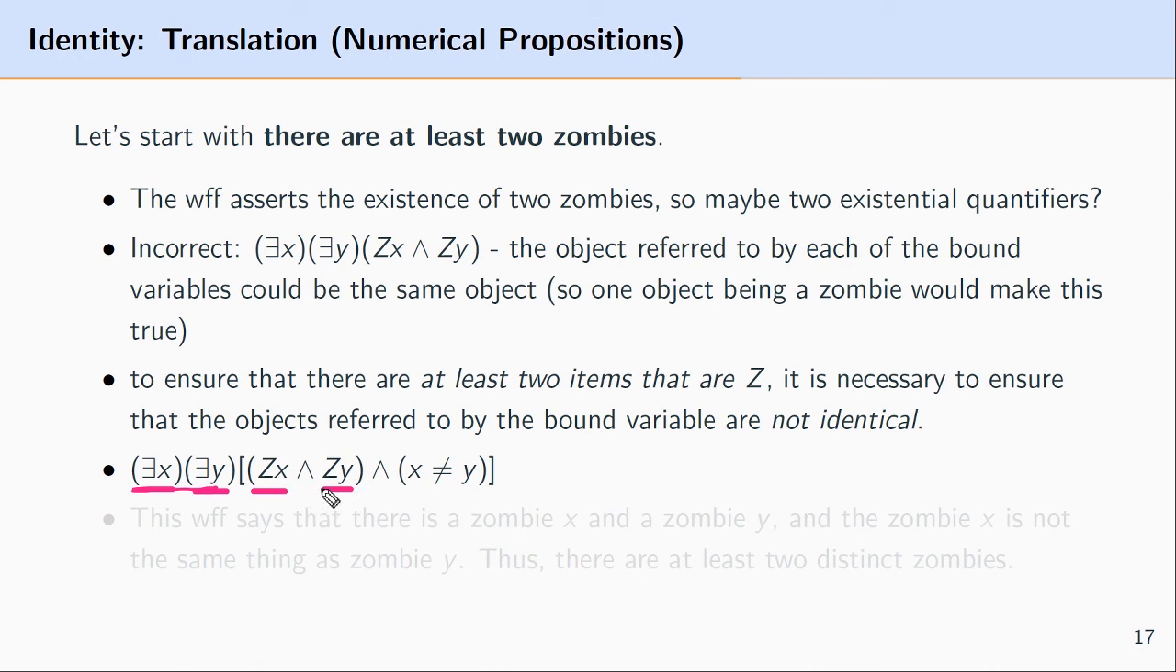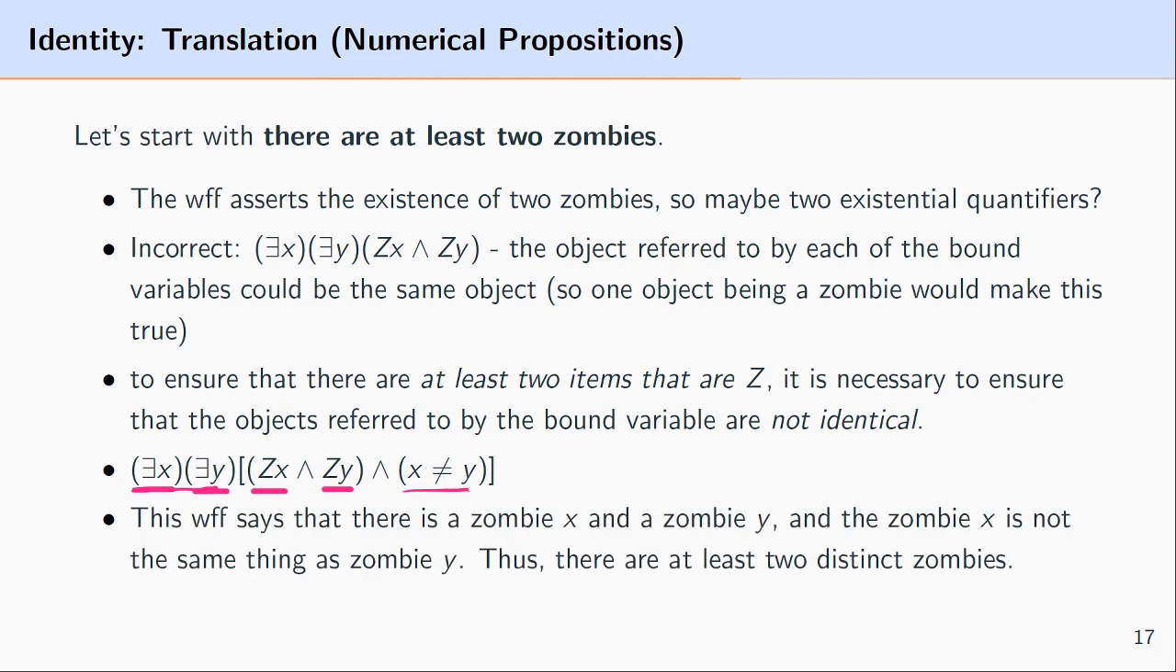And again, at this point, we don't have enough to assert that there are two different things. It could be that the thing picked out by X and the thing picked out by Y are the same thing. But in order to ensure these two things are not the same thing, we can say that X is not identical to Y. So this well-formed formula says there's a zombie X, a zombie Y, and the zombie X is not the same thing, is not numerically identical to the zombie Y. And so this ensures that we have two distinct zombies here. It may be the case that we have more than two distinct zombies, but we have at least two.